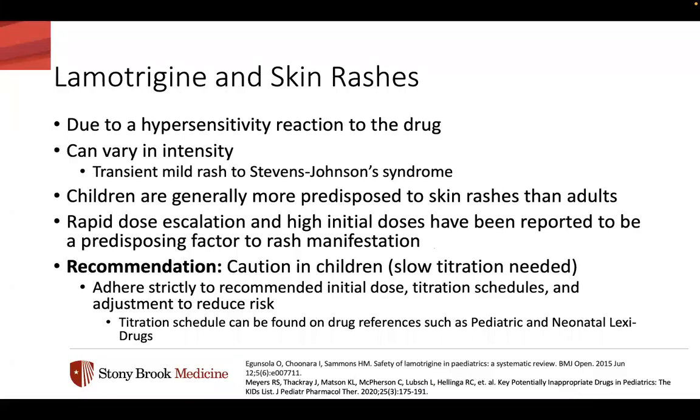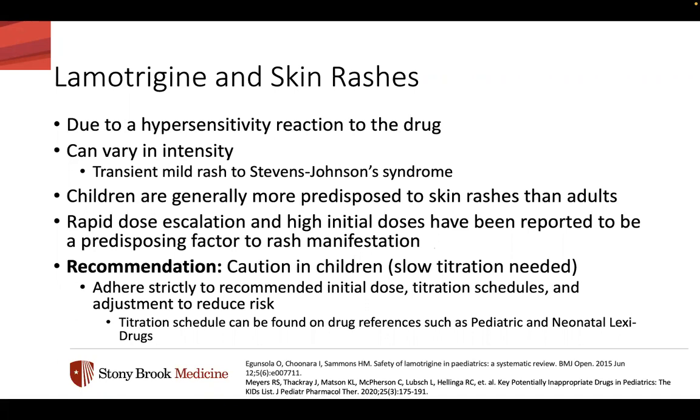So lamotrigine can cause skin rashes. So that's due to a hypersensitivity reaction to the drug, which is basically your immune system overreacting to a compound that's present in it. So it can vary in intensity. It can be from a transient mild rash to full-blown Stevens-Johnson syndrome, which is a rare but very serious disorder that starts out looking like the flu, and then it progresses to having a really painful rash that spreads throughout the body and causes blistering. So children in general are more predisposed to skin rashes than adults are.